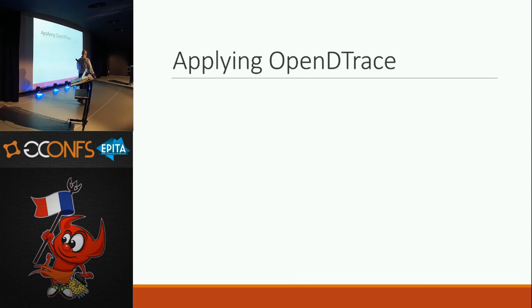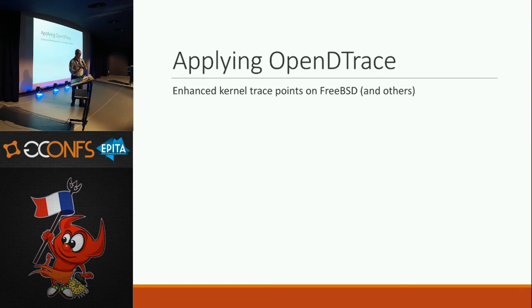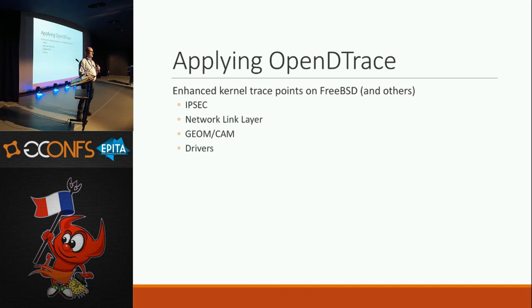How do we see DTrace, OpenDTrace, being used? We expect there to be more kernel trace points because a lot of kernel programmers work on it. So things like IPsec, network link layers should probably have some. More geom and cam trace points. More drivers. There are 75 different sets of debug macros in the FreeBSD kernel and 10,000 calls to device printf in our device drivers. I would like all the device printfs to die in a fire. So my goal is to get things like DTrace to replace that.